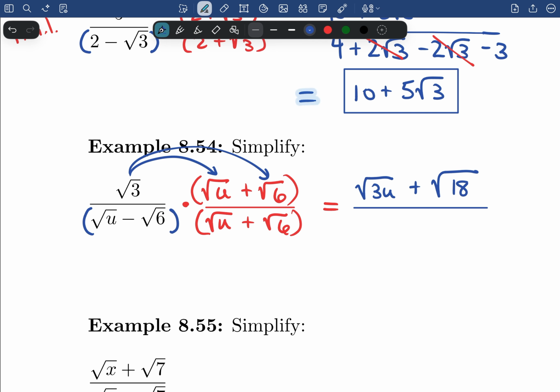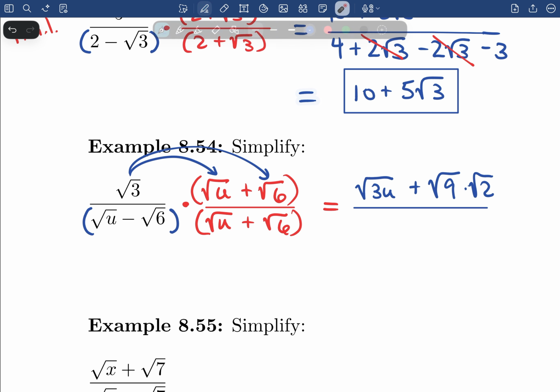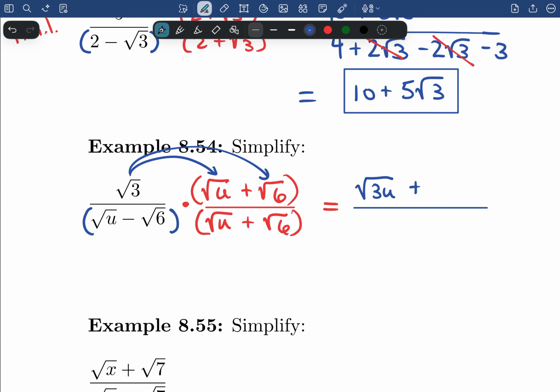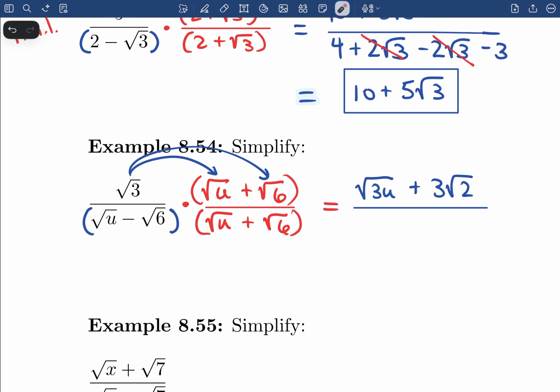Now this can be simplified. The square root of 18 can be split apart into two radicals. The square root of 9 times the square root of 2. Because 18 is a multiple of a perfect square, and that perfect square is 9. So I'm going to turn the square root of 18 into the square root of 9 times the square root of 2. And then I'll turn the square root of 9 into 3, because that's what it is. The square root of 9 is 3. Great. So cleaning this up a little bit, I have 3 times the square root of 2. That's the result of the square root of 3 times the square root of 6.